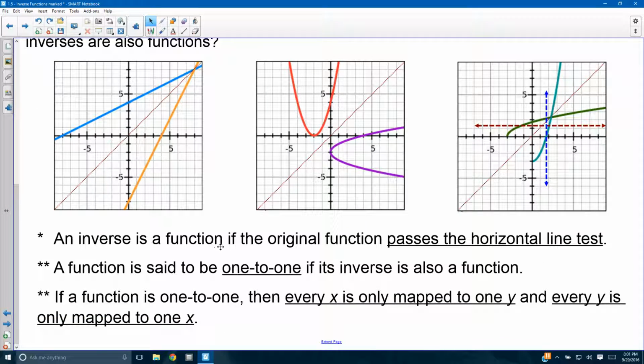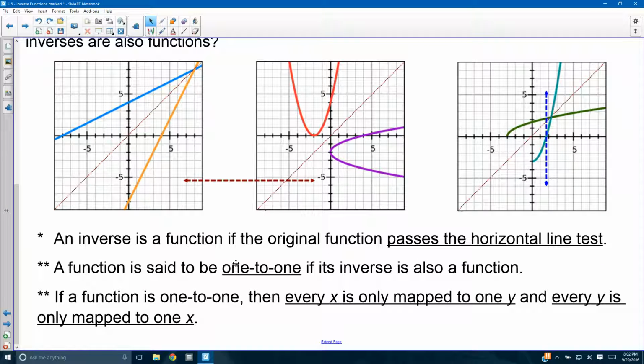An inverse is a function if the original function passes the horizontal line test. This one passes. This one fails. This one passes. Therefore, inverse is a function. Inverse is not a function. Inverse is a function. A function is said to be one-to-one if its inverse is also a function.